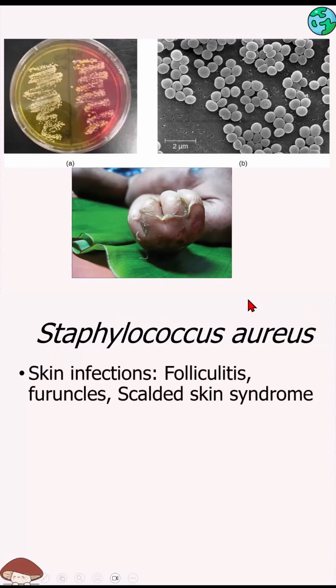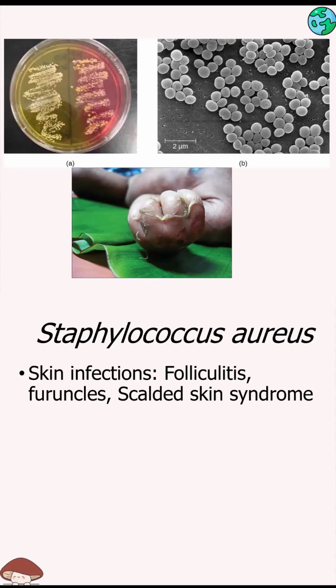Not to be confused, by the way, with Staphylococcus epidermidis, which is commonly found in the skin. Staph aureus is going to be commonly found in some individuals in their skin and nasal passages, but it can also cause infections. One of the main infections it causes is skin infections. Folliculitis, furuncles, and scalded skin syndrome are just some of them.